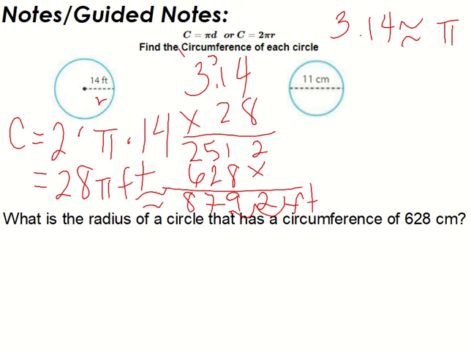And we would say feet for both of these, just feet. Circumference is like perimeter, so it's just like counting around it. So it's just 28 pi feet or about 87.92 feet.